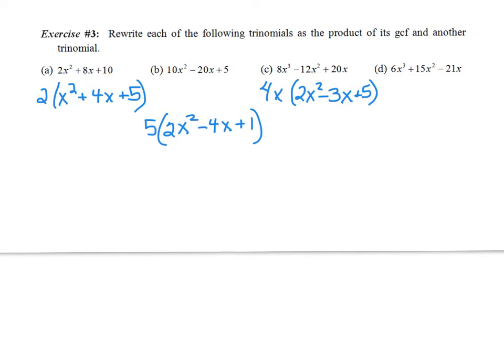And lastly, in part D, I again see that I can factor an x out of all 3 terms, and I can factor a 3 out as well. So 3x is my greatest common factor. I'm left with 2x squared plus 5x minus 7.